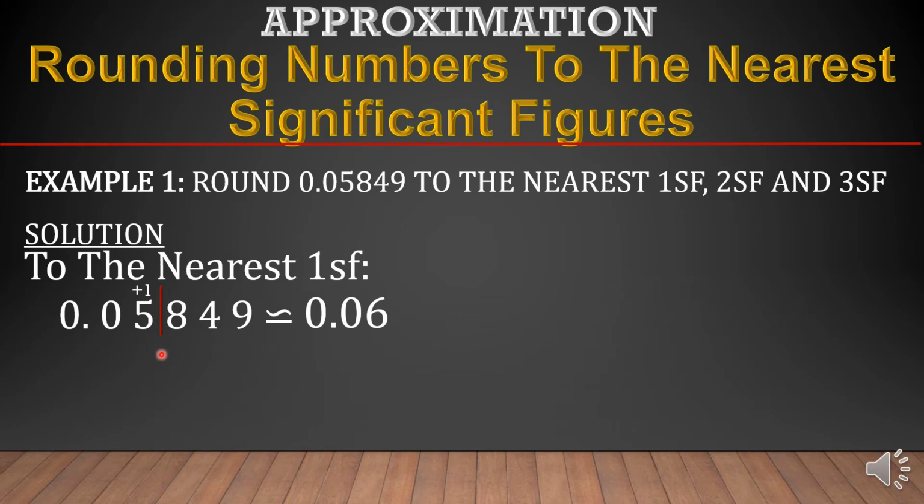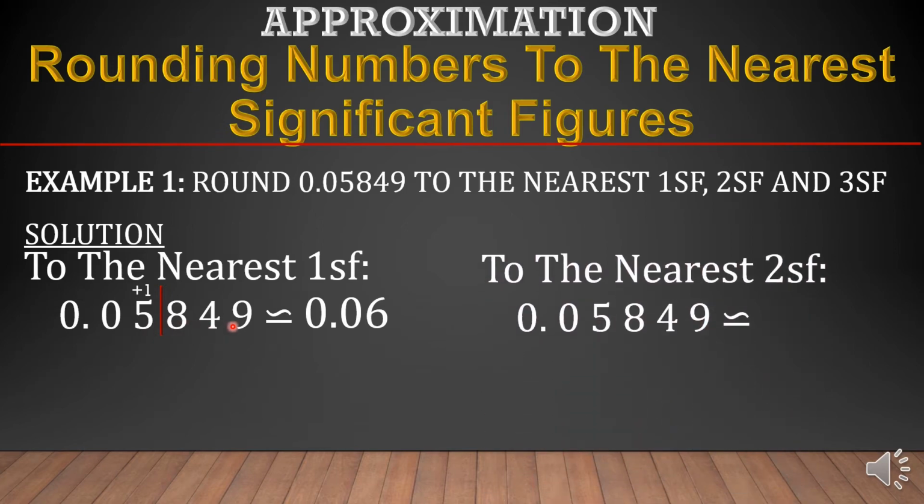Remember, I said zeros after the line are not compulsory to put. So I can just not put the zeros, and you can do that also. You're still on track. 2SF now.